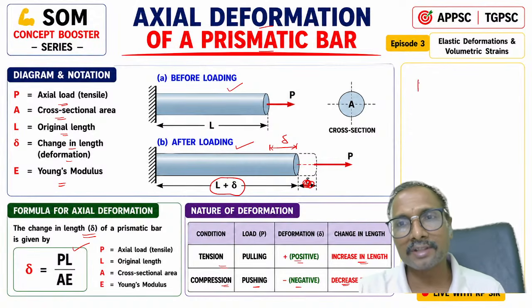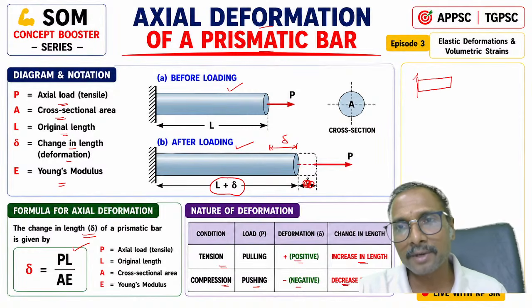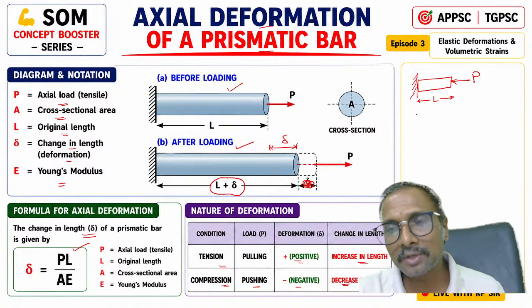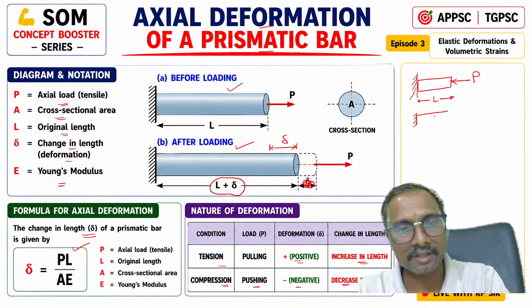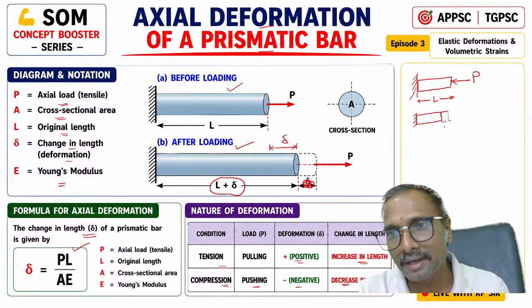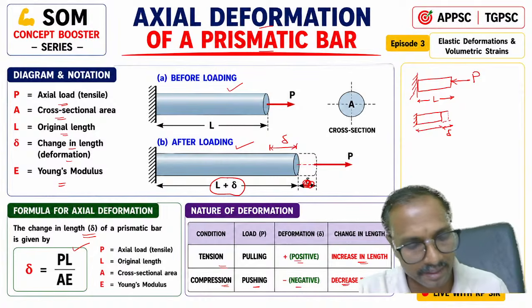Suppose you consider this compression. Whenever a compressive load P is applied, the original length is L, and what happens to that? After the compressive load is applied, how will it become? What changes will occur, tell me? It will occur like this. Decrease in the length will occur. This much decrease in the length will be there, right? So this is your delta. And what is this remaining length?